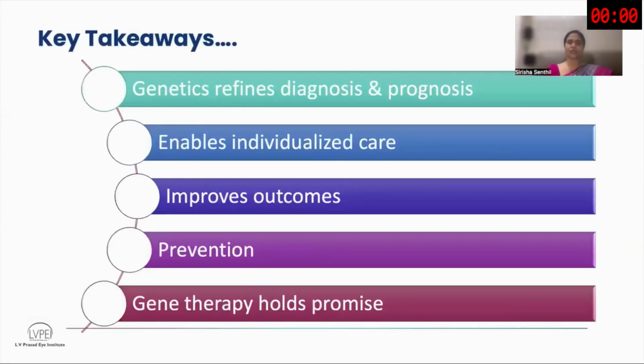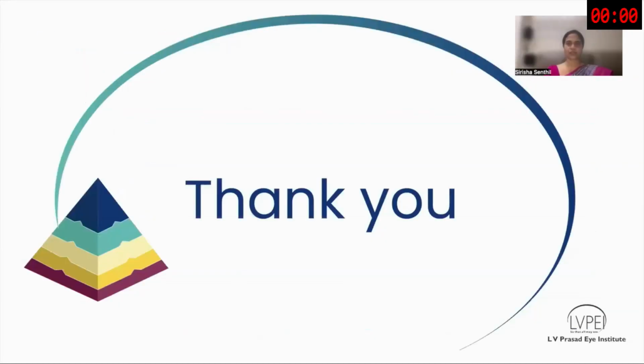So I would conclude by saying genetics definitely is here to help us. It helps us to refine the diagnosis and prognosis, enables us to individualize the care, as well as choose an appropriate type of intervention and surgery. Also it helps us to prevent certain complications in these patients if you know what exactly the condition is. And like I said, gene therapy definitely holds promise, and the future looks definitely promising and optimistic. Thank you so much for your attention.